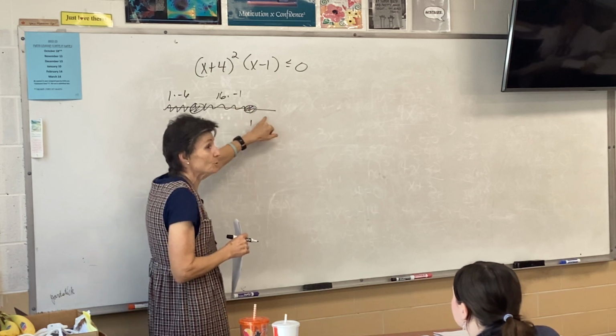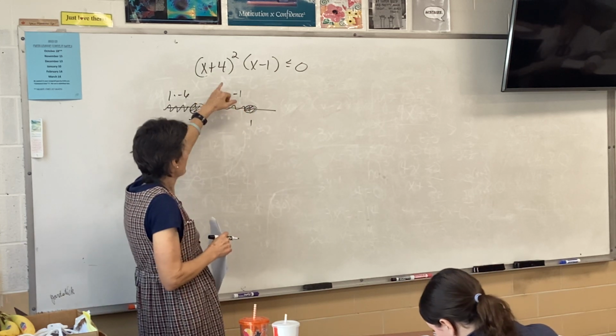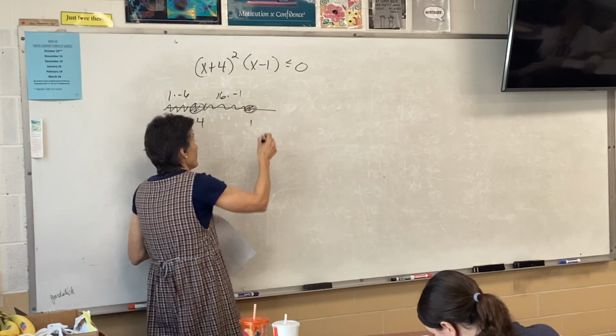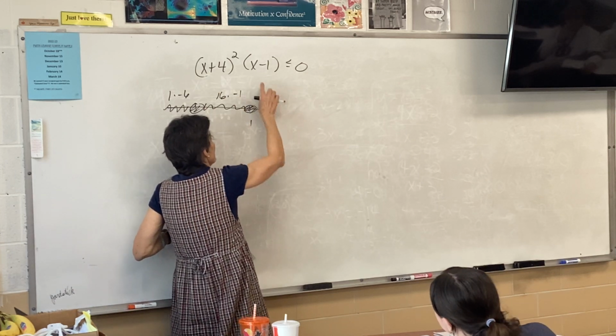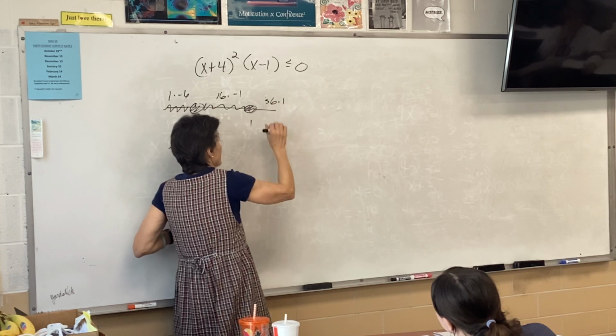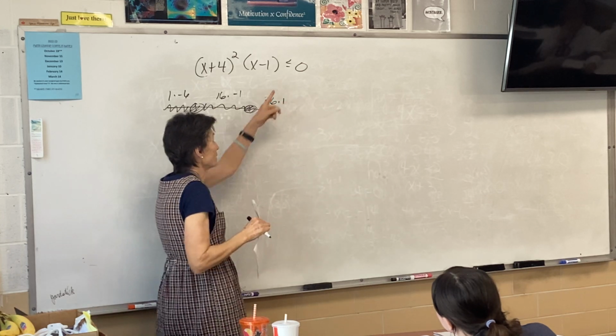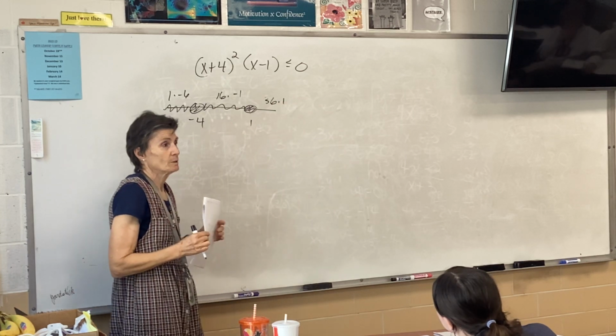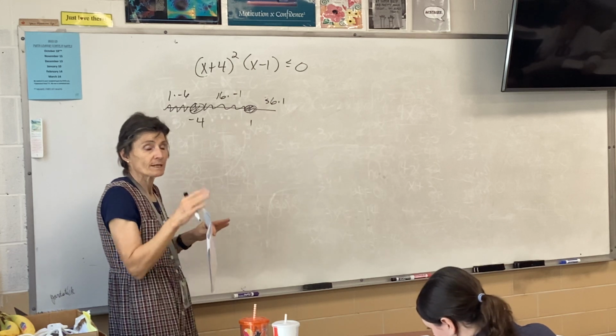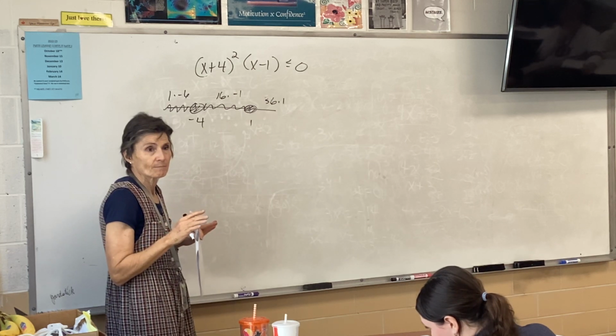All right, how about 2? 2 plus 4 is 6, squared is 36. 2 minus 1 is 1. Is 36 times 1 less than 0? No. So the answer is everything I shaded.